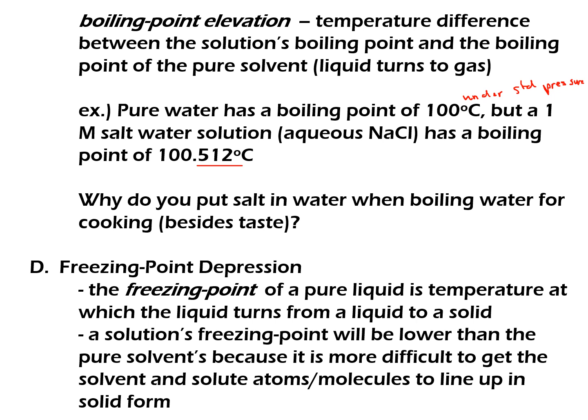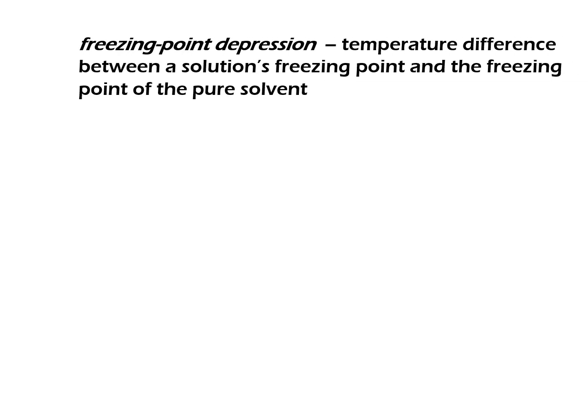So it turns out that if you dissolve something in water, that solution now has a freezing point that's actually lower than it normally is. To get salt water, for instance, to freeze, you would need to get the water lower than 0. Okay? So that's what we call freezing point depression: the temperature difference between the solution's freezing point and the freezing point of the pure solid.